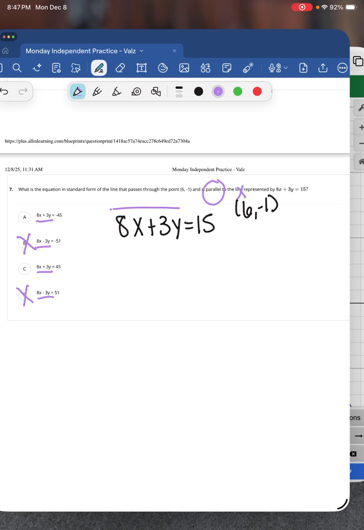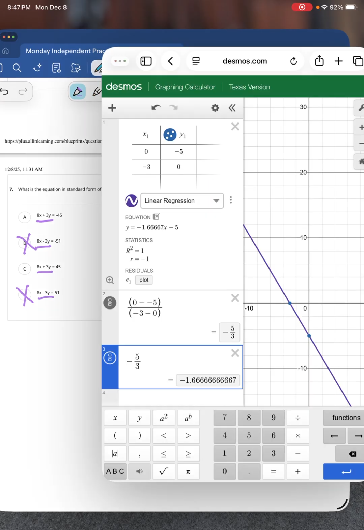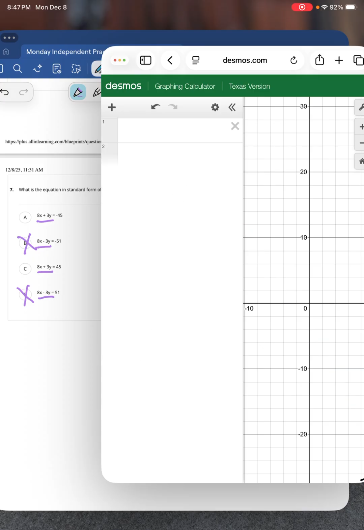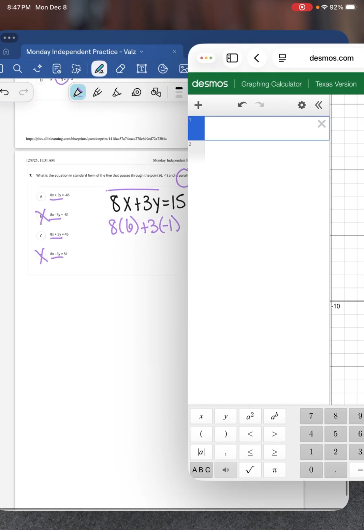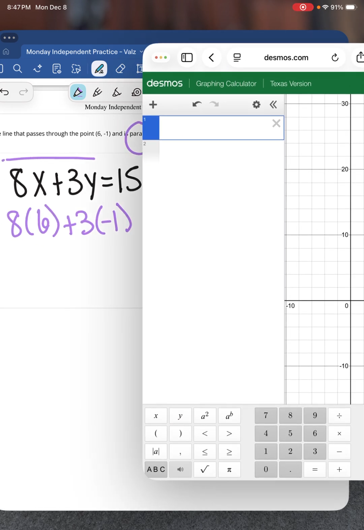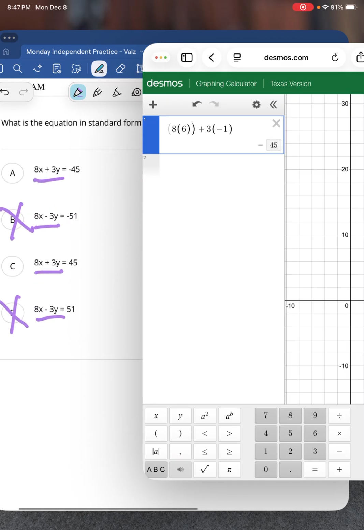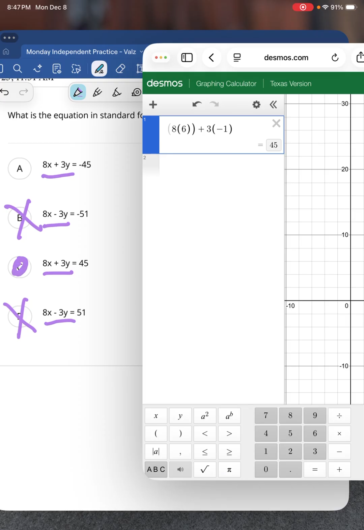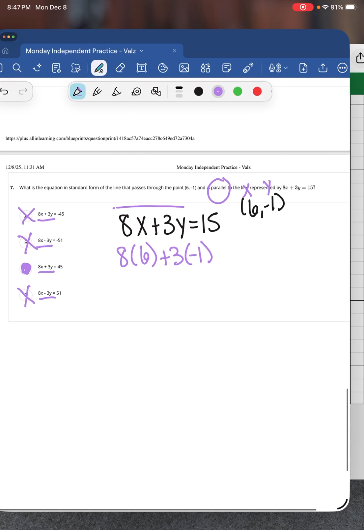Now, 6 is my x and -1 is my y. So I'm going to go ahead and plug in 6 for x plus 3 times -1 for my y. And come back over here, and we're going to plug that in. So I have 8 times 6 plus 3 times -1, and we get 45. So then right away, we can see our answer is C, 8x plus 3y equals 45.